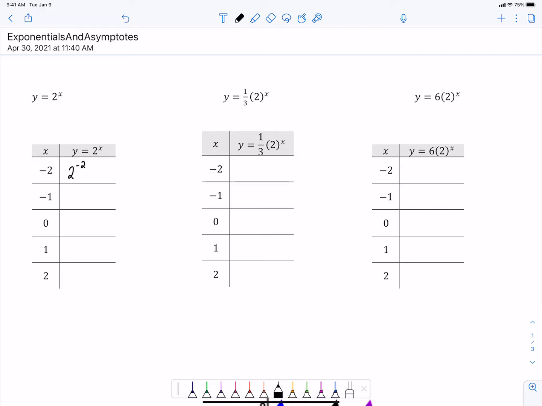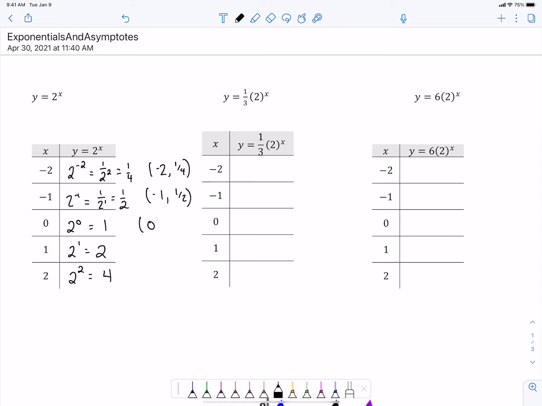So when we plug in -2, we get 2 to the -2. That -2 exponent means we have to put that down on the bottom of a fraction, and we get 1 over 2 squared, which gives us 1/4. And we get a similar thing when we plug in -1. We get 1 over 2 to the 1, which is 1/2. 2 to the 0 gives us 1. 2 to the 1 gives us 2. And then 2 squared gives us 4. So what this does is it gives us 5 points that sit on the graph of this function.